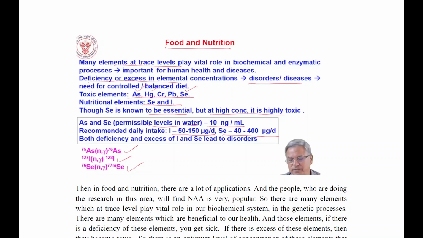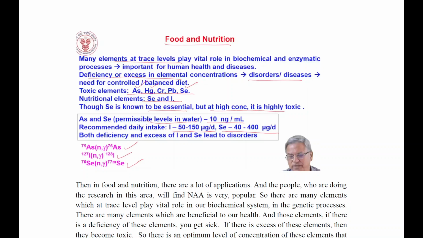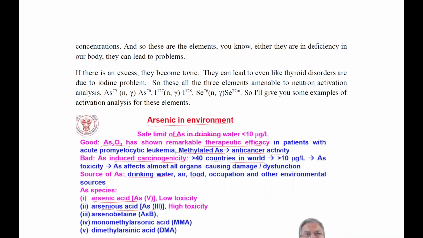Then in food and nutrition, many elements at trace levels play a vital role in biochemical and enzymatic processes important for human health and diseases. The deficiency or excess in elemental concentration causes disorders and diseases, so a controlled balanced diet is needed. Toxic elements, for example arsenic, mercury, chromium, lead and selenium. Though selenium is known to be essential, at higher concentration it is highly toxic. The permissible level in water is 10 nanogram per ml, and the recommended daily intake is 50 to 150 microgram per day. So this is how it is applicable for food and nutrition.